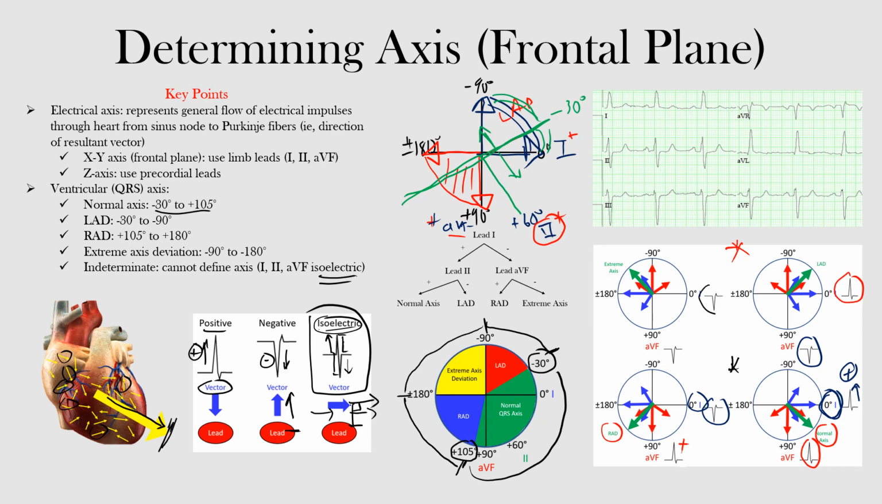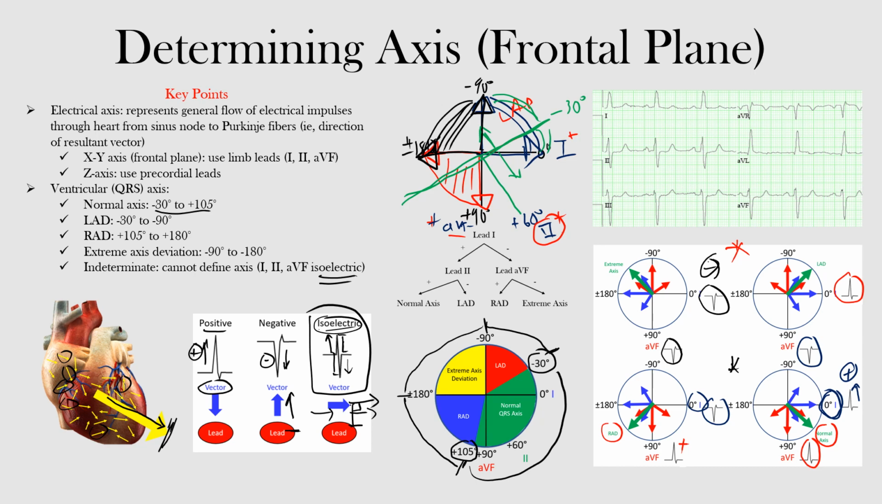Now we have this last case where there's extreme axis deviation. In this case, notice we have a negative in lead 1, so we're going to head away from that. AVF is also negative, so we head away from AVF, and it'll put us in this region here. So that's, again, an extreme axis. It's rare, but just something to be aware of.